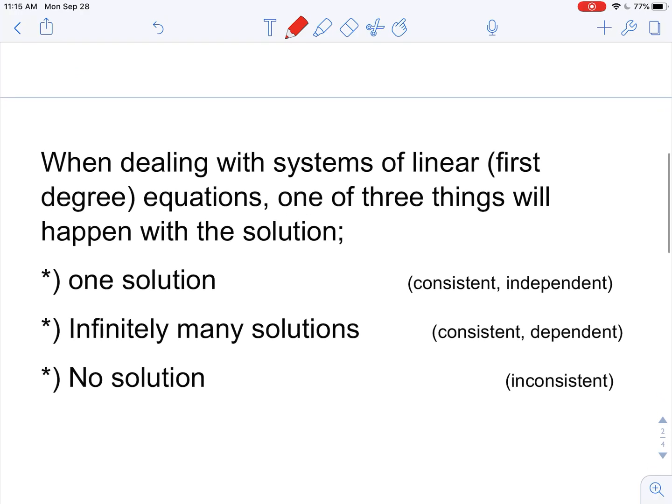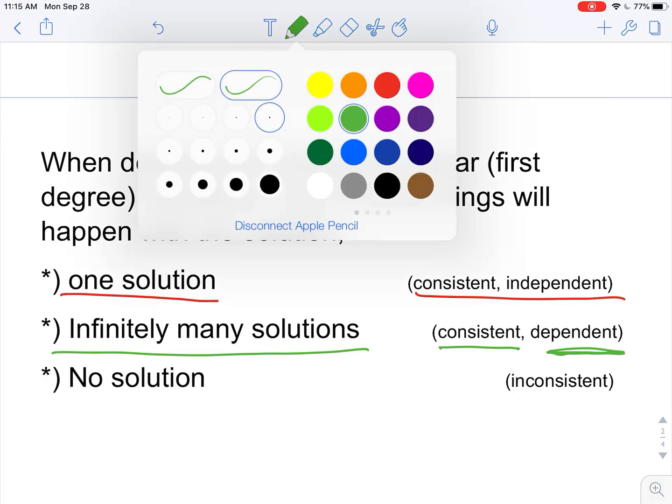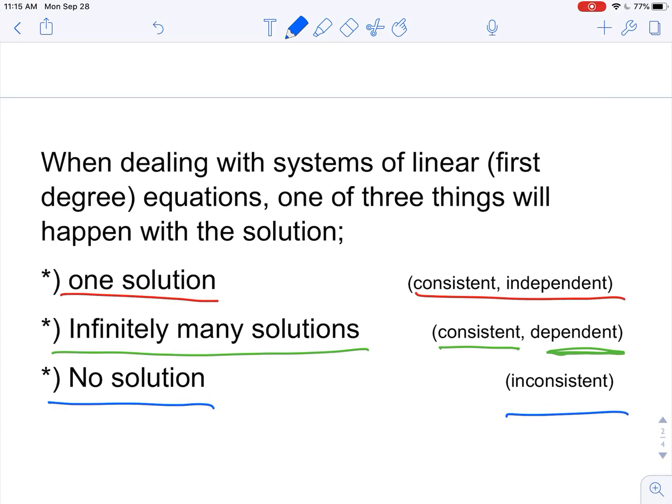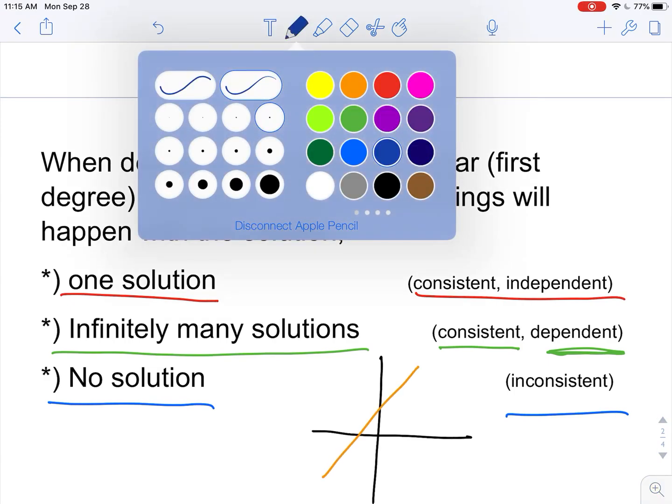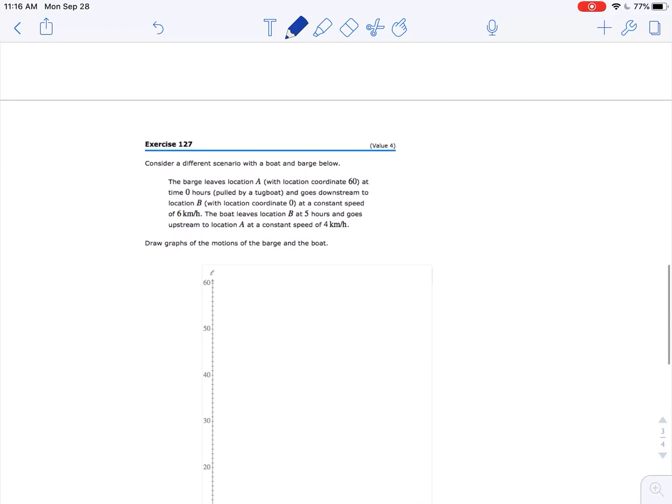And I bring this up because when dealing with systems of linear, that is first-degree, equations like these, one of 3 things happens. You either have one solution, like I just showed. You could also have infinitely many solutions, and such a system would be consistent and dependent. And you also might have no solution. A system with no solution is going to be inconsistent. Any idea what that's going to look like? If you said a couple of parallel lines, then you're right. That's what no solution is going to look like. So what do you think infinitely many solutions is going to look like if it's a dependent consistent system? Think about that. All right. I'll get back to that some other time.